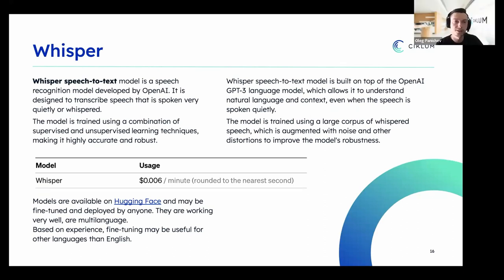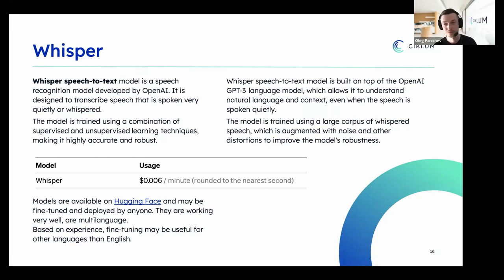Another interesting service, provided as a service and as an open source model, is Whisper. Whisper is a speech to text model for speech recognition. It is designed to transcribe speech from audio into text, and by design, it was trained on audios that may have a low volume of speech and a lot of noise. So this model is quite robust. Moreover, this model is built on top of the GPT-3 language model, so it provides much better transcriptions compared to other open source models.